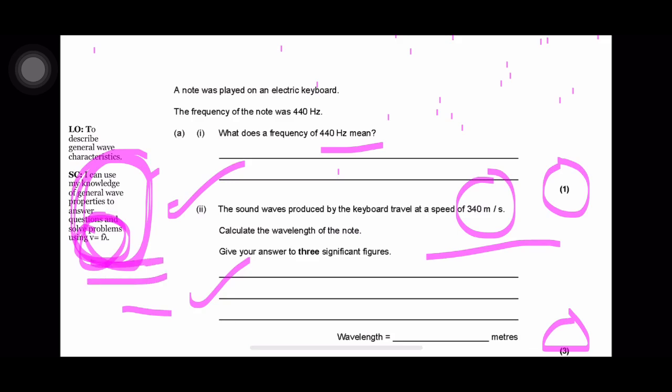So that's it. This is what we learned today. It's about general wave characteristics still.